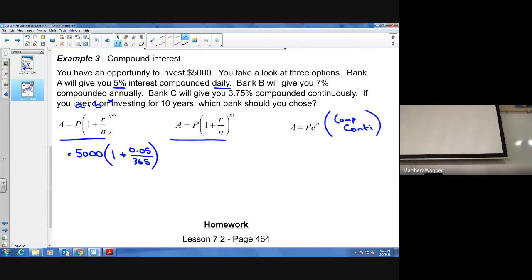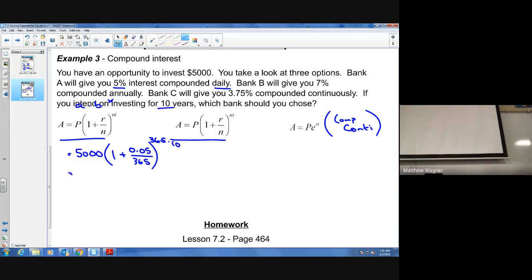So we're going to take 5%, we're going to divide it evenly over those 365 days, and then we're going to raise it to the 365, and we're investing for 10 years. Sorry, I had to look at that.